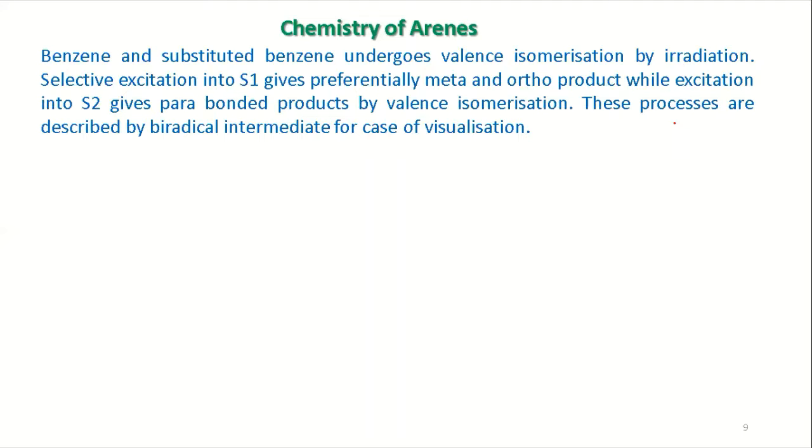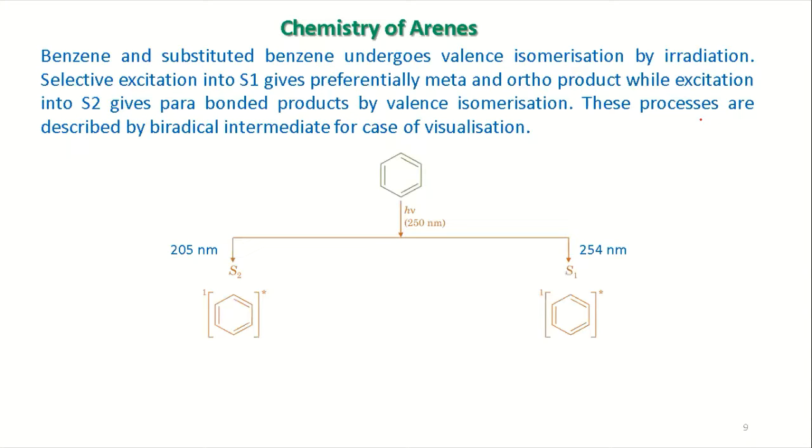Benzene is one of the simplest arenes, and benzene and its substituted derivatives generally undergo valence isomerization by irradiation. Selective excitation into the S1 state gives preferentially the meta and ortho products, while excitation of the S2 state gives para bonded products by valence isomerization. These processes are described by biradical intermediate formation. So let us look at how it happens.